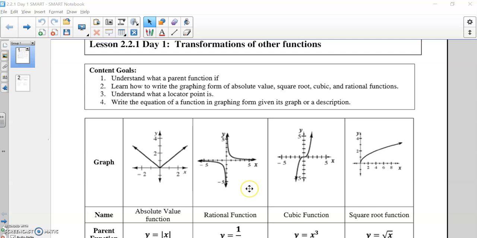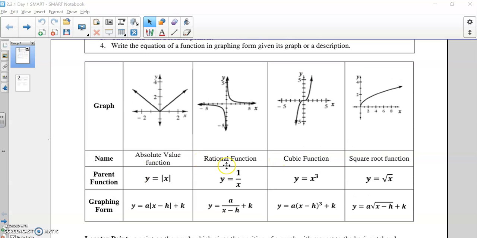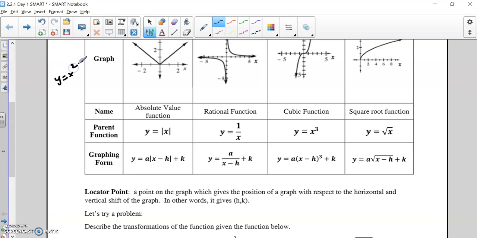Because the same exact rules apply, it's just that the original format of these functions is, of course, different than that of a parabola. So we are learning about 4 new functions today. They are the absolute value function, the rational function, cubic function, and square root function. Now, these pictures are all parent functions of these functions, just like we had the parent function of a parabola. So these are the OG equations, just like how for the parabola we had y equals x squared. That was our parent function of the parabola, and now we have 4 new ones.